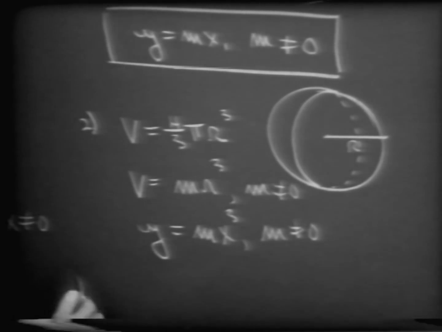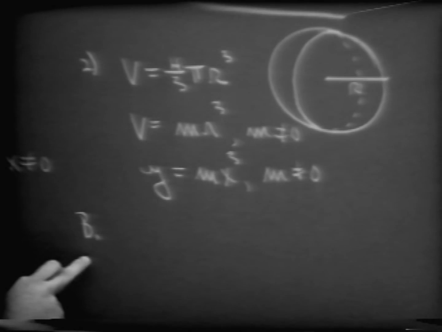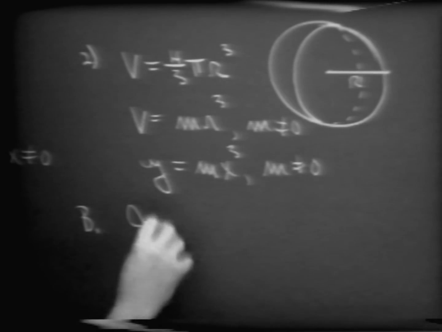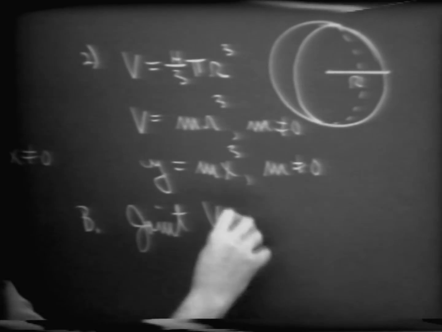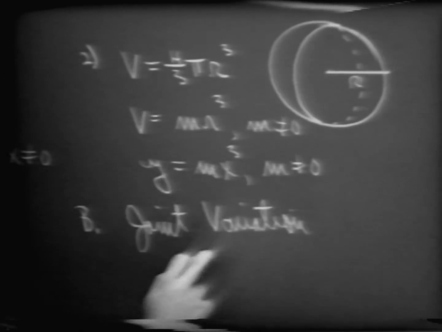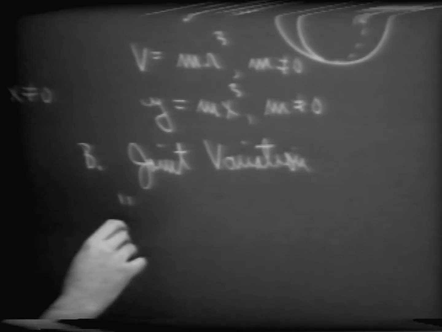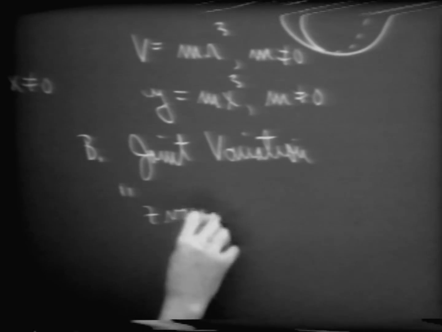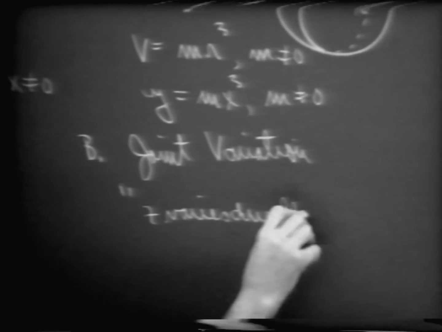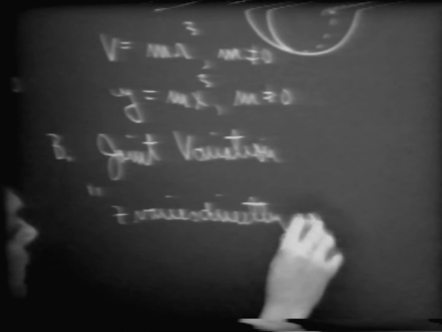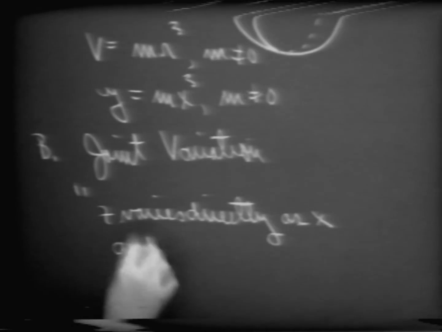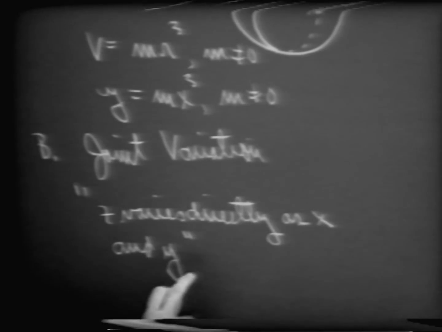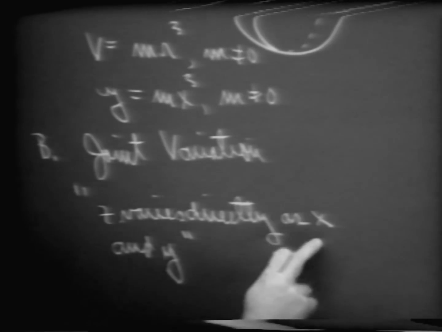Let's look then at another type of variation that is part of today's lesson, all right? And that has to do with what is called joint variation. Now actually, the idea of a joint variation is a very simple one. If I were to say Z varies directly as X and Y, in fact, I'm implying that Z varies directly as the product of X and Y.